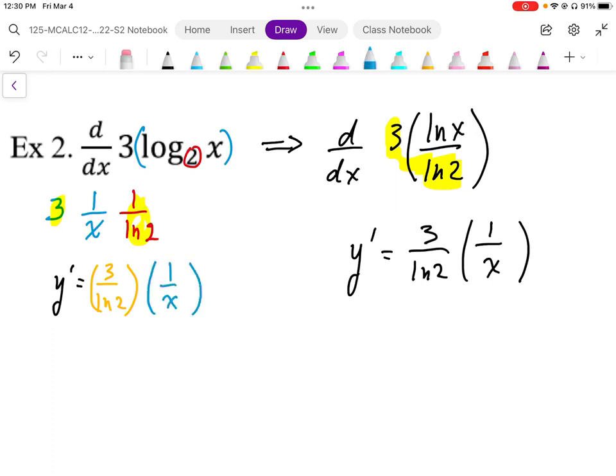Okay, so I find it much easier to convert everything to log base e first and then do all my calculus on that. So this right-hand version is the version that I would typically use and I recommend using.